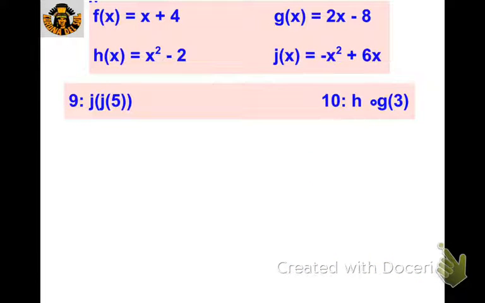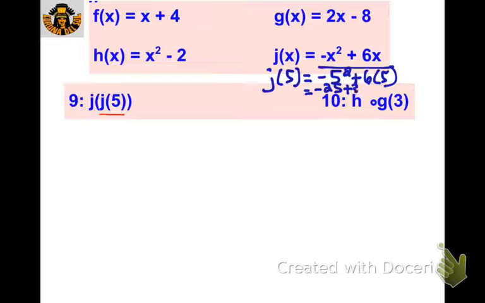All right, and last couple, j of 5. So let's plug a 5 in there and see what j of 5 is. So j of 5 equals negative 5 squared plus 6 times 5. So that's going to be equal to, now this is 25, but then there's a negative sign on the outside. So that's negative 25 plus 30. So that equals 5. So j of 5 is just 5.